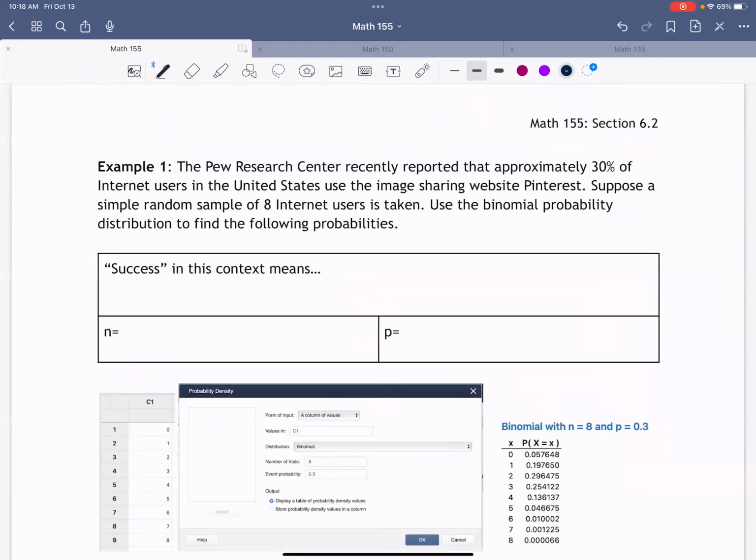We have a research center. They recently reported that approximately 30% of anyone who uses the internet uses Pinterest. Okay, they call it the image sharing website, which is very interesting. We have a simple random sample of 8 internet users. We take them and we want to use the binomial probability distribution to calculate these probabilities. Now, we were already told that this is binomial, so we don't really need to check the properties. You can go through the 4 properties to figure out if it's binomial or not, but we're being told it's binomial, okay? What do you think success would mean here?